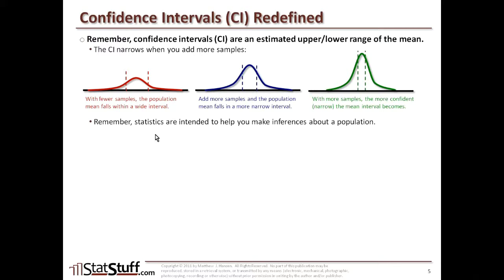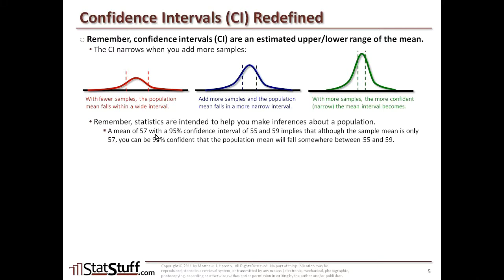So we've got to remember that statistics are intended to help us make inferences about a population. So let's say we have a mean of 57 with a 95% confidence interval that falls from 55 to 59. Well, that would imply that although the sample mean is only 57, we can have 95% confidence the population mean will fall somewhere between 55 and 59. So the more data that we collect, the more narrow this interval becomes. If we were to double our sample size or triple our sample size, then the confidence interval might narrow. Again, we might come up with the same mean of 57, but now the range is between 56 and 58. So it gets more and more narrow with the more data that we collect.